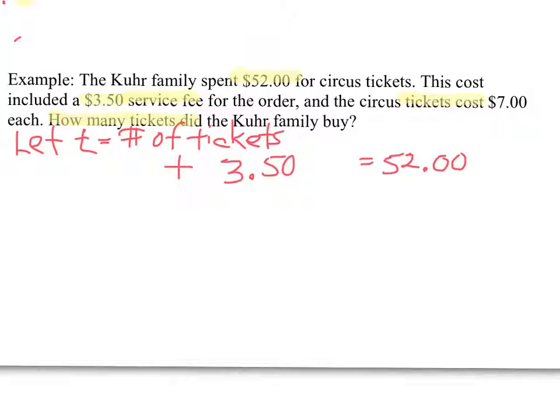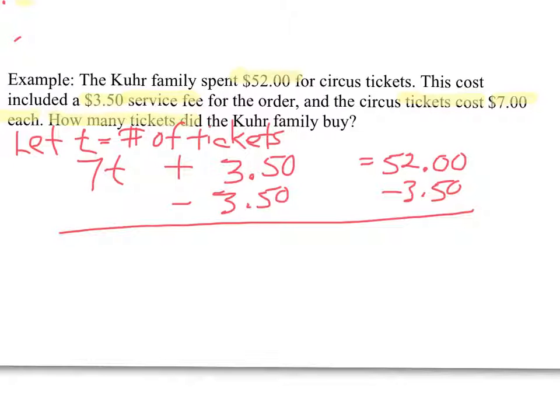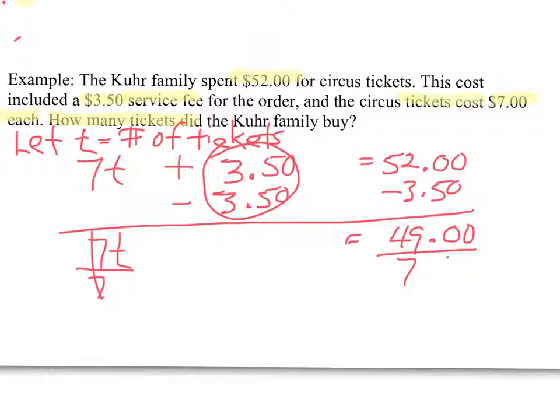And lastly, the tickets cost $7 each. That means 7 times one ticket. And that will go right here. 7 times a ticket plus $3.50 must equal $52. Now we can solve. We subtract 3.50 on both sides to make a 0. 7t equals 49. We divide by 7 on both sides to make a 1. And t equals 7. So it looks like the Kerr family bought 7 tickets.